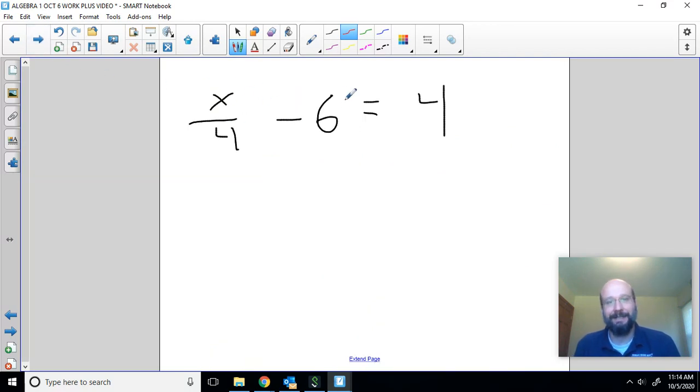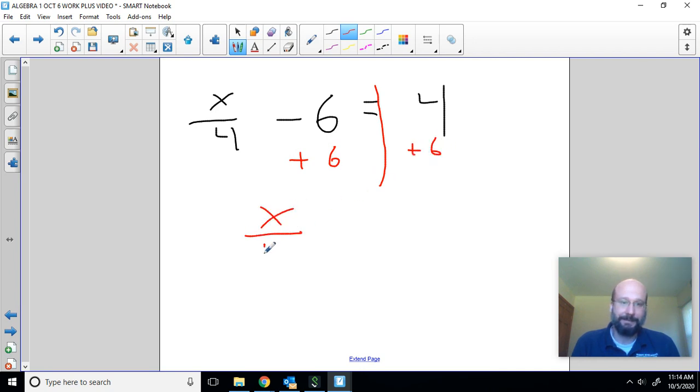This is division, minus 6 equals 4. So here, the first thing we're going to do is move this minus 6 over. Just like with one step, the opposite of subtract is add. So now we have x divided by 4 equals 10. And now, just like with one step, now that we have this division, the bottom number of a fraction, we're going to multiply both sides by 4. And that gives us x equals 40.